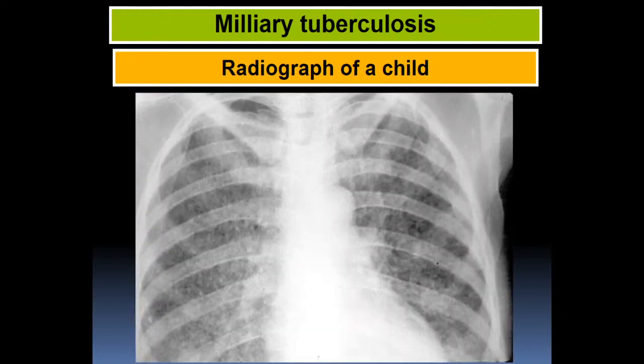On this X-ray, you can see miliary tuberculosis also: symmetrically uniform localization, and shadows small in size and the same in density.